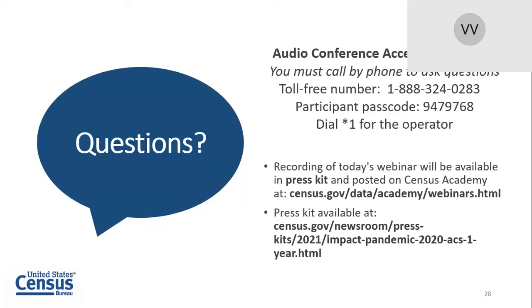And while we wait for our first question to queue up, a quick reminder to check out our press kit online. That's where you'll find a number of resources, including links to the 2020 ACS one-year experimental data tables, a technical working paper, a blog, along with several other important ACS items. You'll also find slides from today's presentation and eventually a recording of today's webinar.